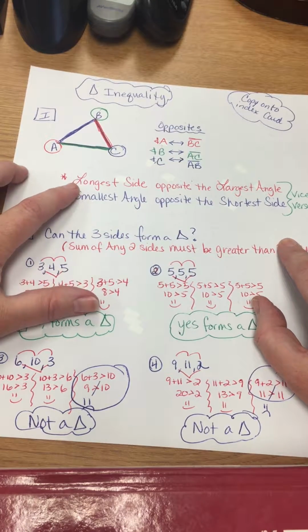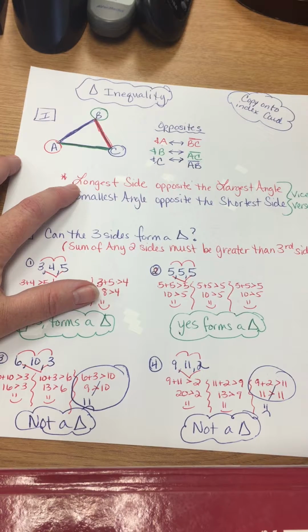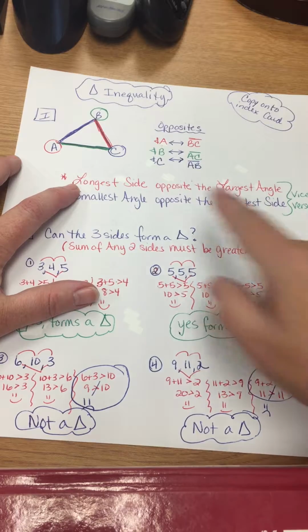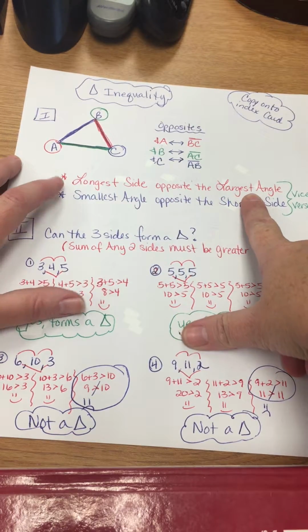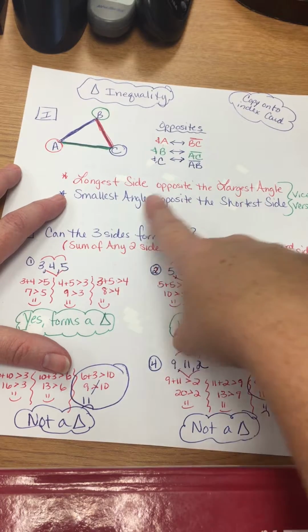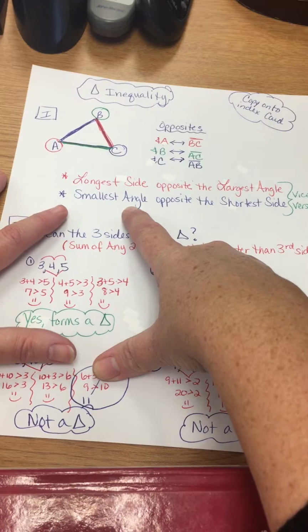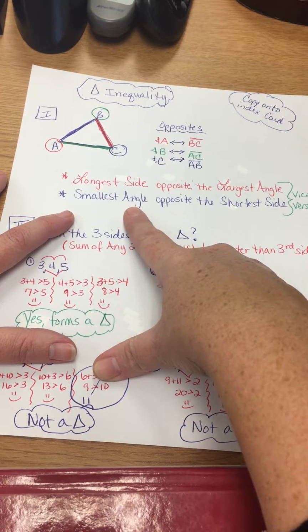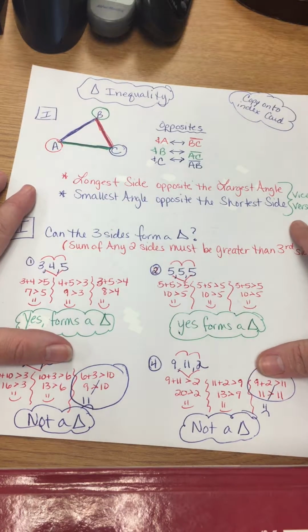Because in order to identify the longest side in a triangle, and you're not given any side measures, you can always look at the angles. The longest side is going to be across from the largest angle. Or if I went the other way, I wanted to find the smallest angle, and I wasn't given any angle measures, I could look at the side lengths. The smallest angle will be opposite the shortest side, and vice versa.